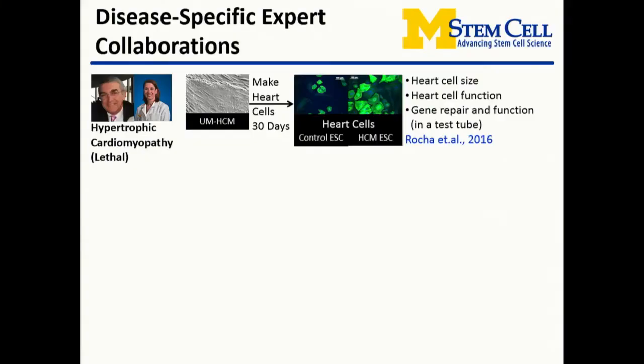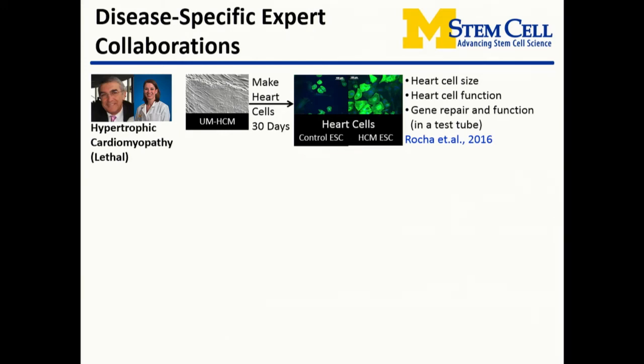In addition, we make control stem cell lines, and again, every line we've made is on the registry, and any researcher in the United States as well as around the world can obtain these lines from the University of Michigan. Let me give you some examples of some of the things that we've done with these stem cell lines.